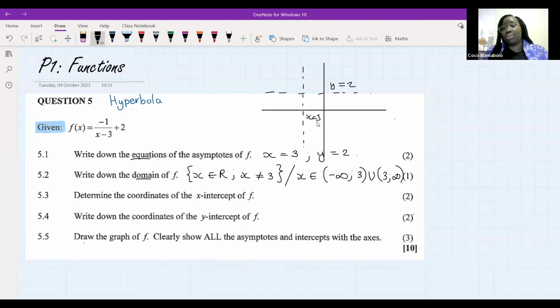That would be y is equal to 2, because according to the equation of a straight line, this is the equation that they're looking for. Okay, so be very careful. You must express it in x and y. All right.